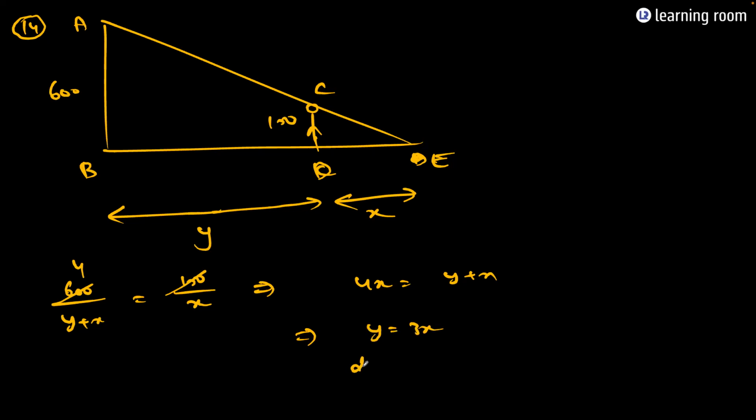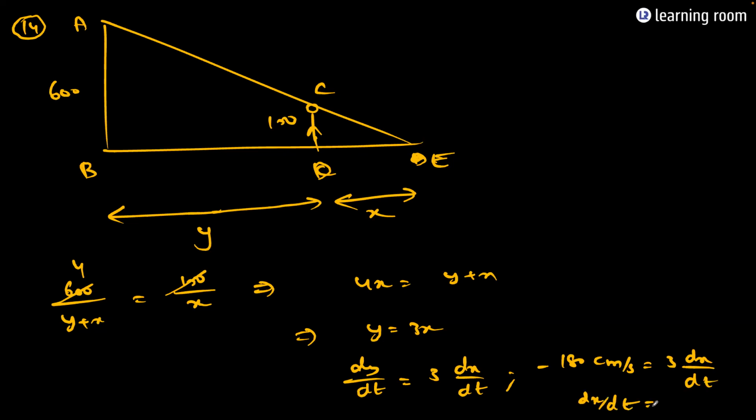So dy by dt should be equal to 3 times dx by dt. What is the value of dy by dt? Minus 180 centimeters per second, so minus 180 is equal to 3 into dx by dt. So dx by dt will be minus 60 centimeters per second. That's it.